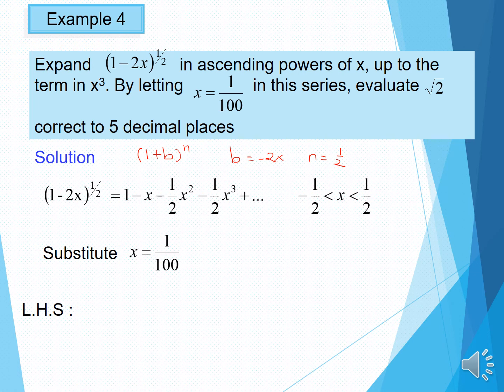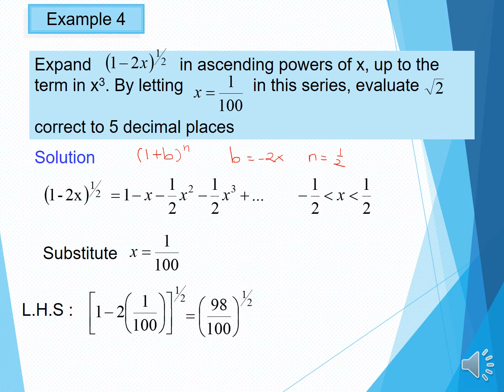From the left-hand side, substitute x equals 1/100. Simplify. (98/100)^(1/2). 98 is equivalent to 49 times 2. Simplify. So we get 7 root 2 over 10.